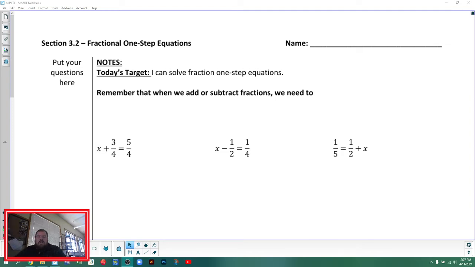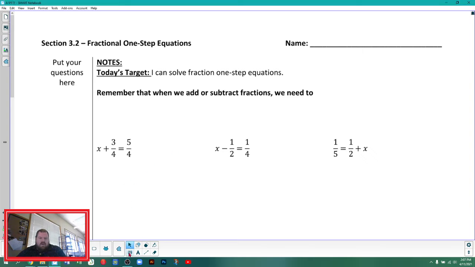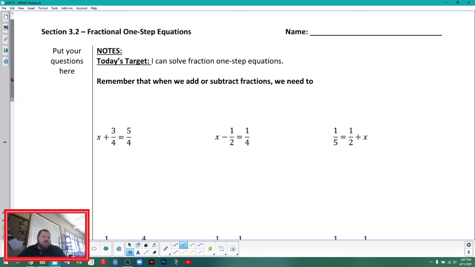Hello and welcome to the section 3.2 lecture today for Algebra 1 Part 1. We are taking a look today at some fractional one-step equations. So the main focus is going to be just one-step equations, but we are going to have some fractions involved. So let's get right into it and take a look.